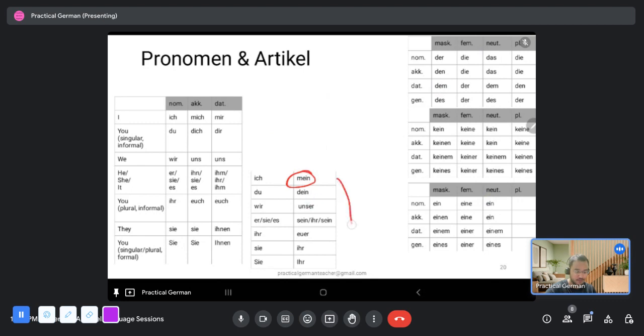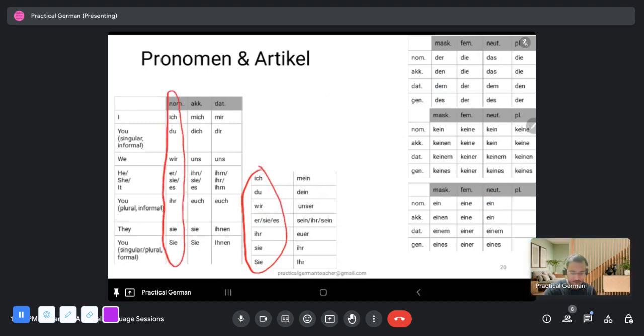Prabhu, can you read this column for me? Ich, mein; du, dein; er, sein; wir, unser; ihr, euer; sie, ihr; es, sein; Sie, Ihr. Right. So this is the hint. If you notice here, this is from here, right? Yes, nominative.